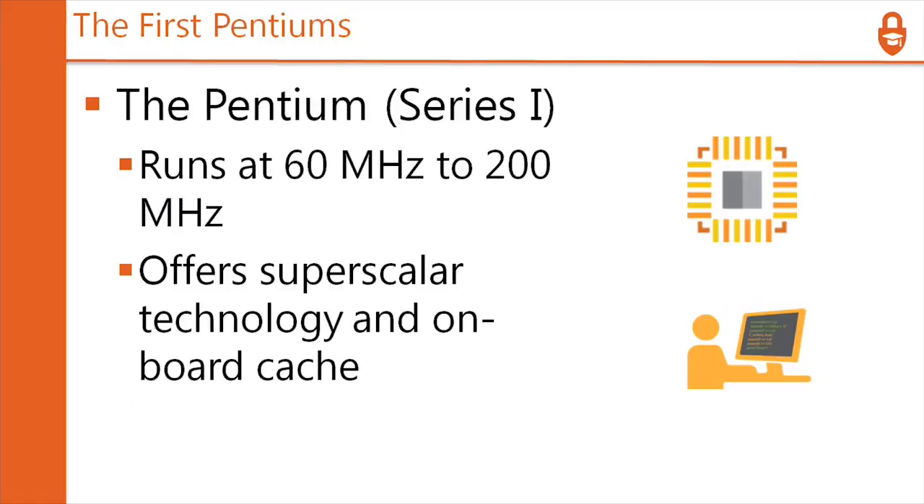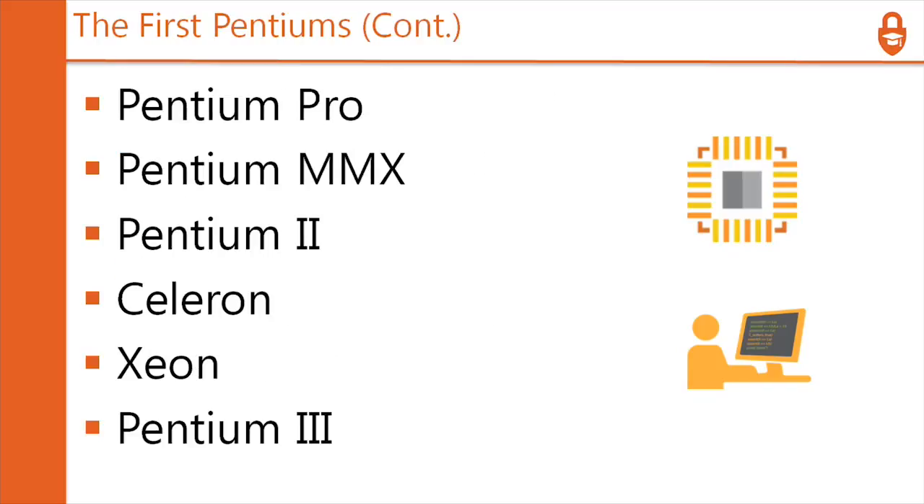The Pentium Series 1 runs at 60 megahertz up to 200 megahertz. It offers superscalar technology and onboard cache. We had the Pentium Pro, the Pentium MMX, and the Pentium 2.